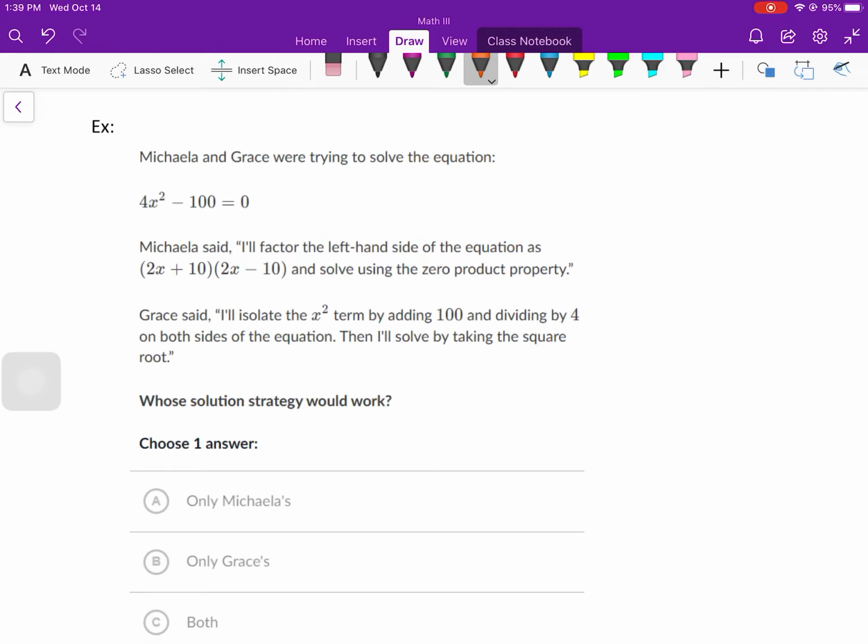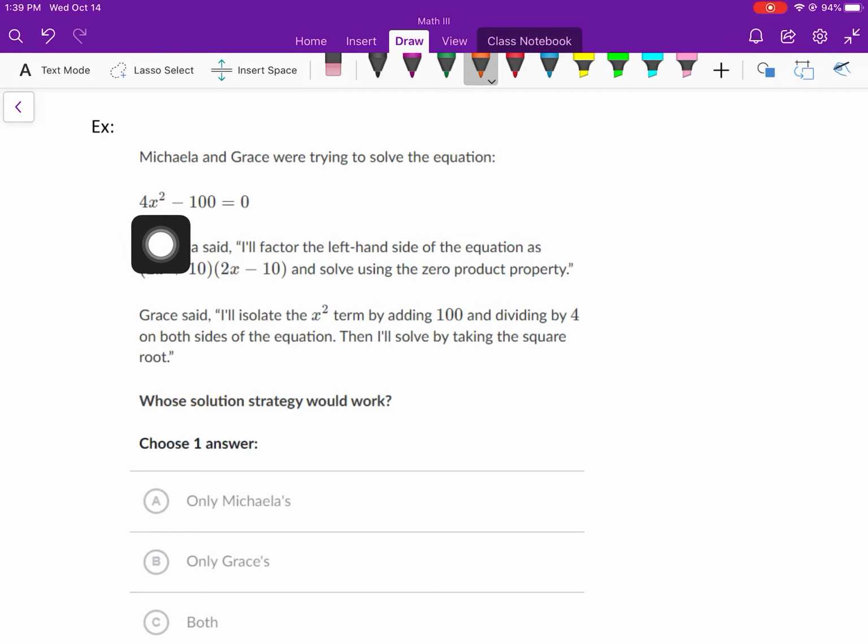Michaela and Grace were trying to solve the equation. So different methods. Like I said, there's multiple methods, really 3 methods to solve these. So Michaela said, I'll factor the left-hand side of the equation as 2x plus 10, 2x minus 10.